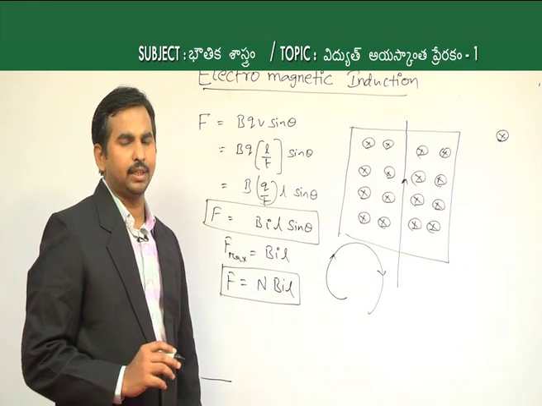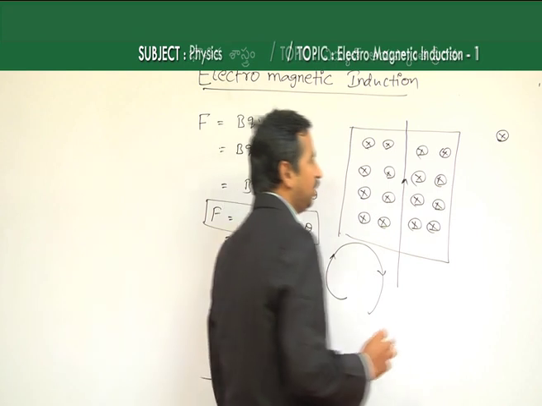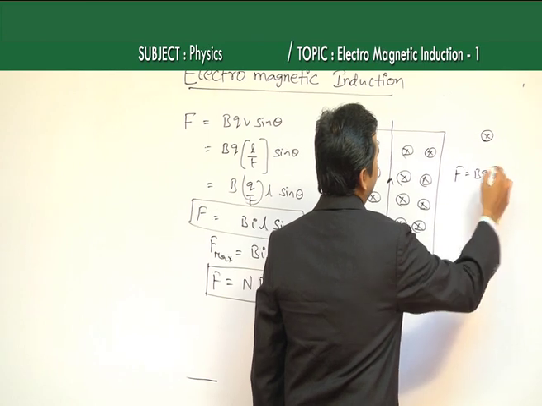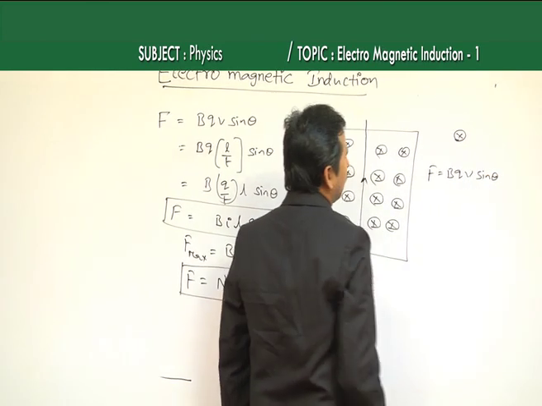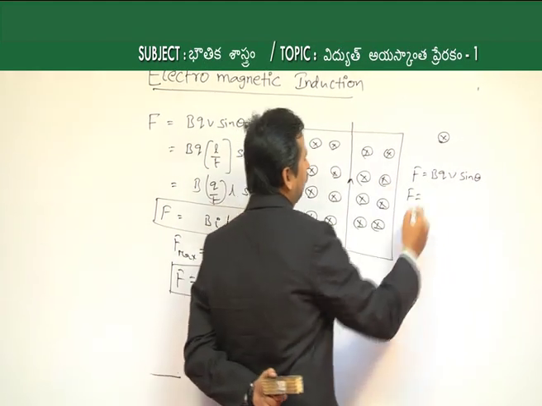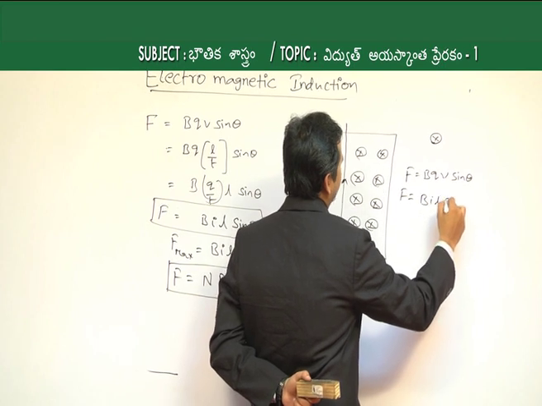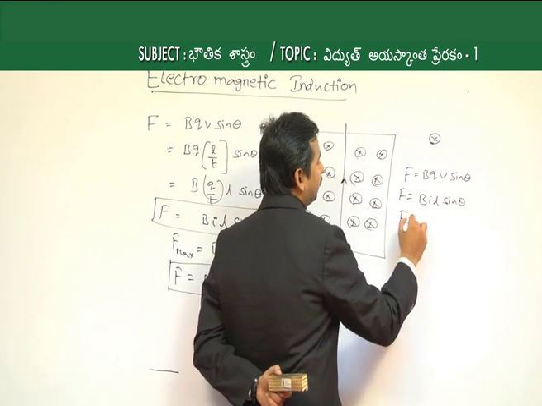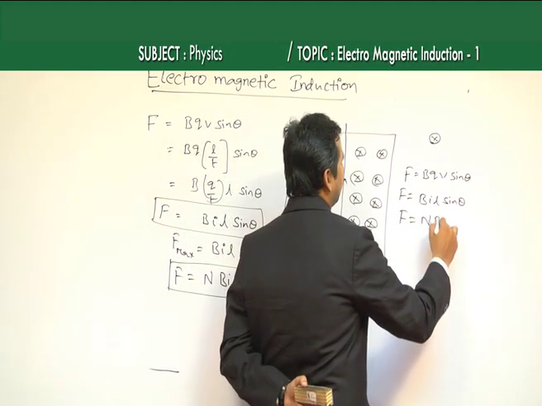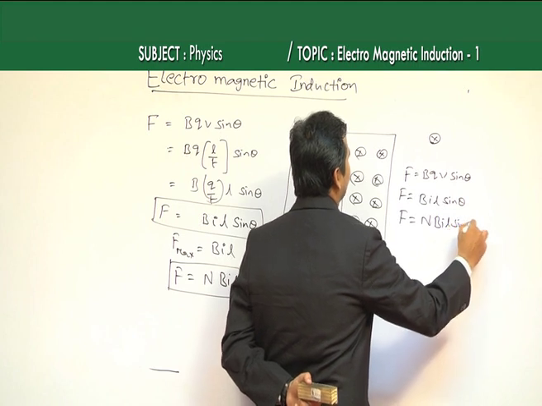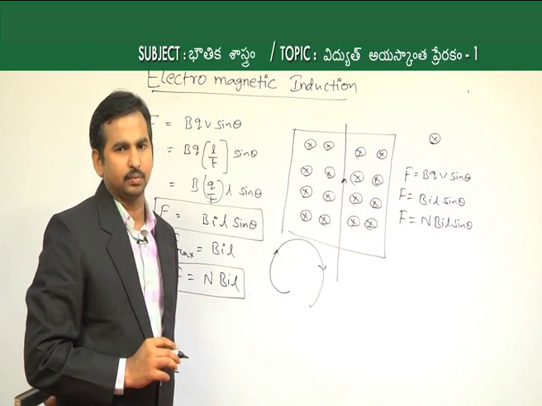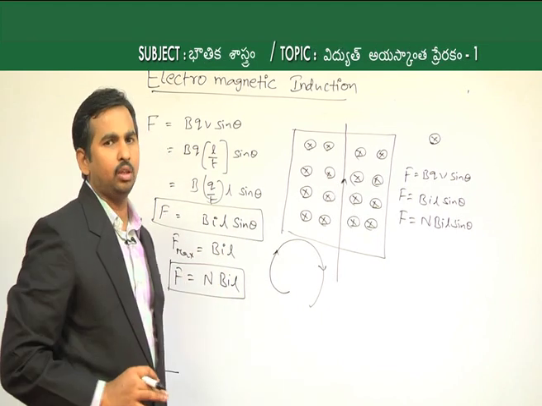So finally, we got three different formulas here. For the case of only a charge, F is equal to BQV sin theta, which is the general case. For a current carrying wire, we get BIL sin theta. And with a number of turns, like a circular coil, F is equal to N into BIL. If it is maximum, then theta is 90, that is why the maximum force acts here. Okay.